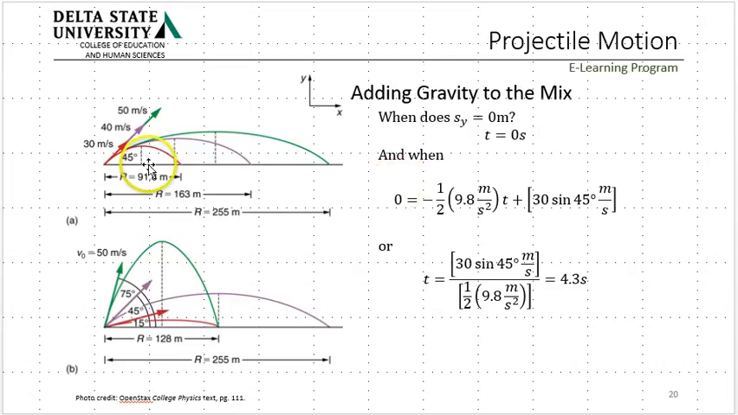Why did I say that? Well, I haven't said anything about x on this, right? But y determines how long it's in the air. There's no acceleration in x. Just the y component determines how long it's in the air. So it goes up and it comes down, and at 4.3 seconds, it's back on the ground.